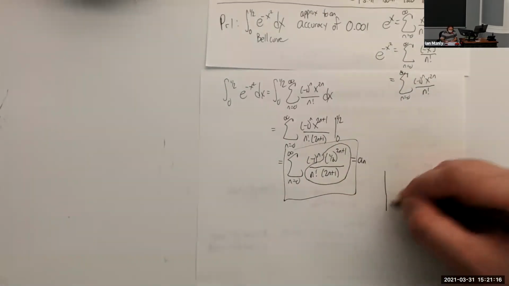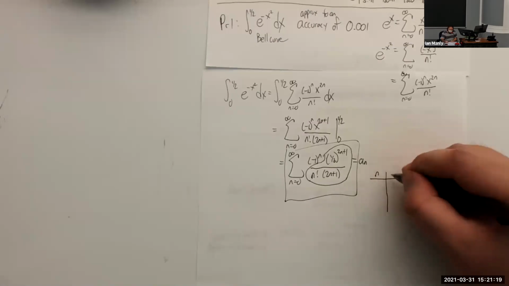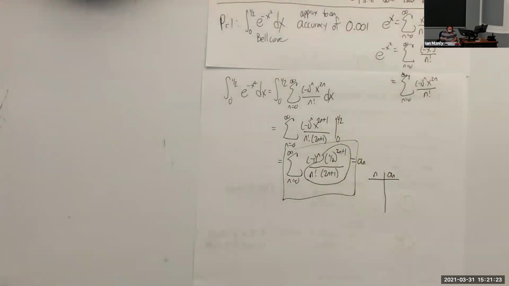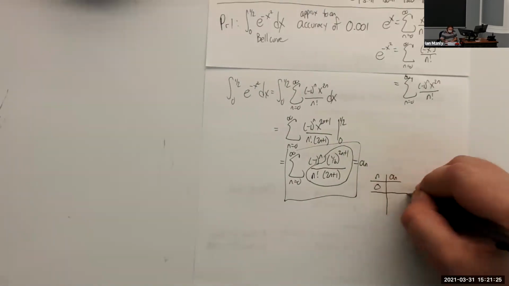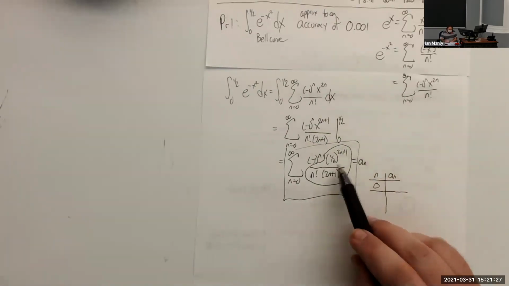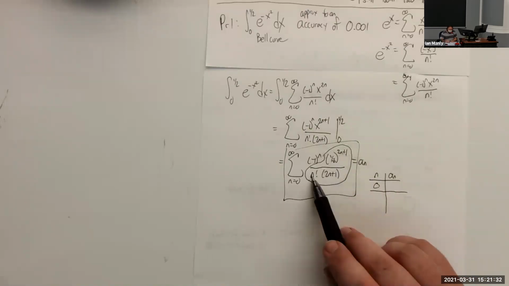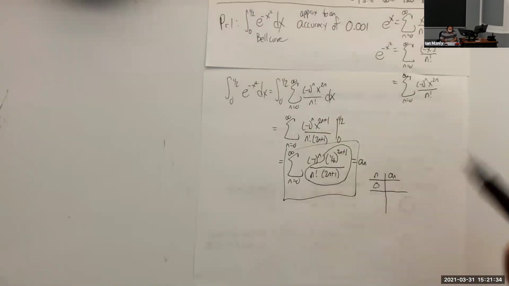All right, now my goal here is to keep going through these terms until I get one that's going to be less than 1 over 1,000. All right, so let's plug in 0 for this. I have 1/2 to the first power, so it's a half. 0 factorial is 1, and this is 1. So I get 1/2 for this.